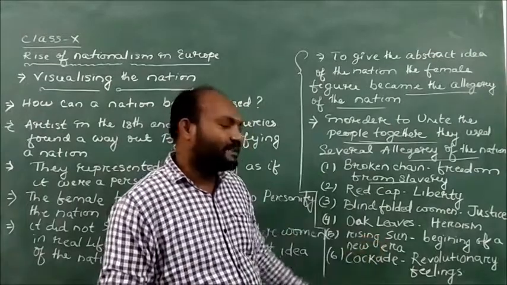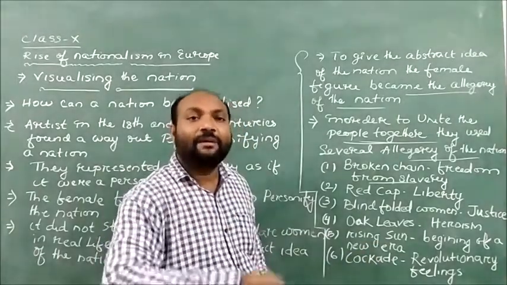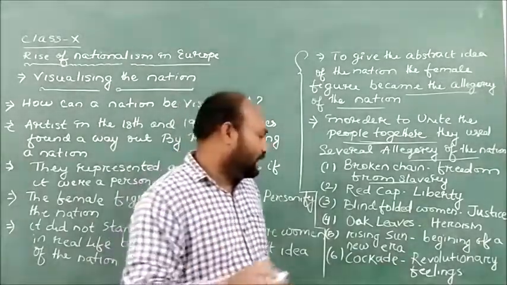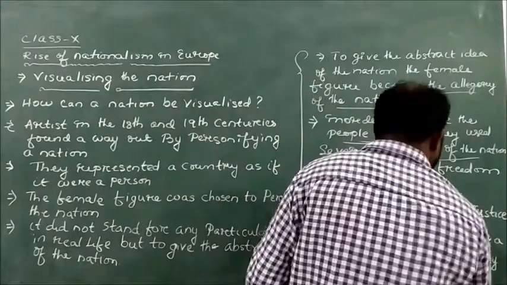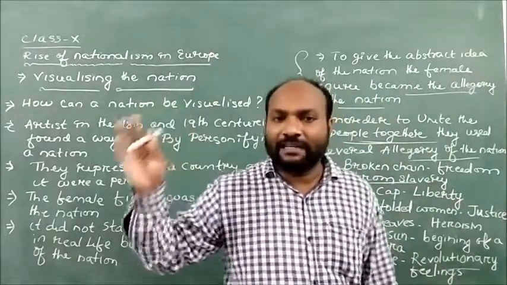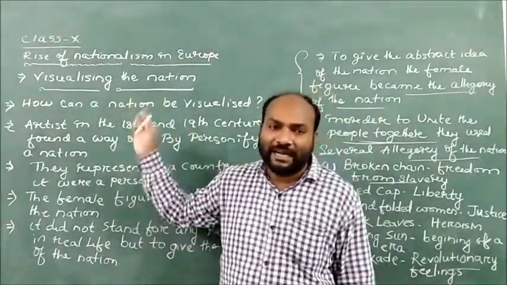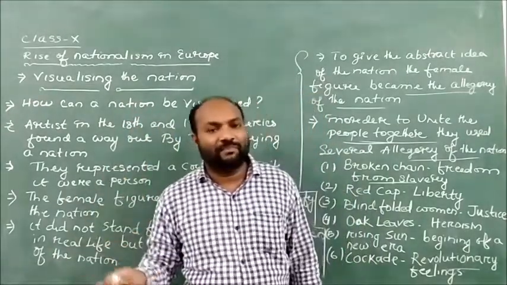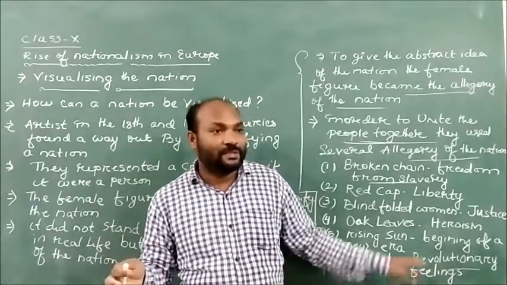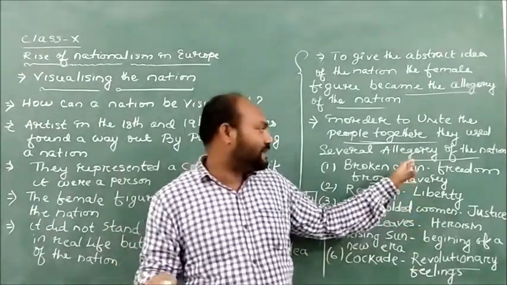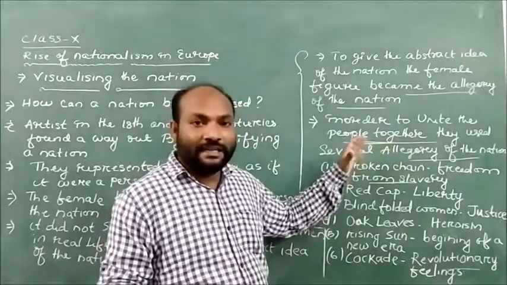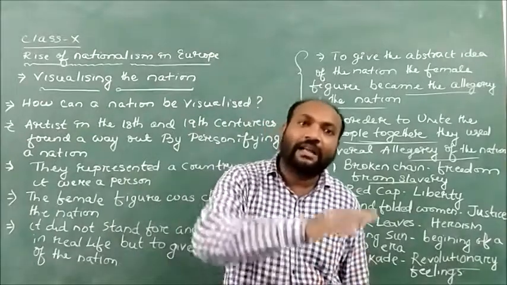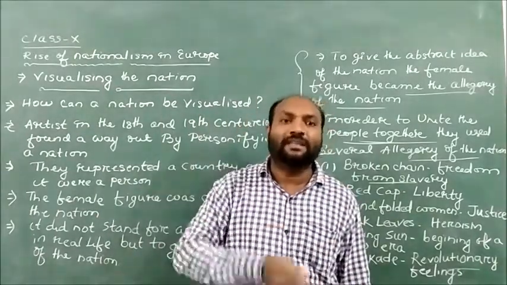Then the rising sun talks about the beginning of a new era. Then the cockade talks about revolutionary feelings. So dear children, here we understood that the French artists of the 18th and 19th centuries used all these personifications, all these allegories, in order to represent the nations, because they were trying to relate the life of the people with the nations.